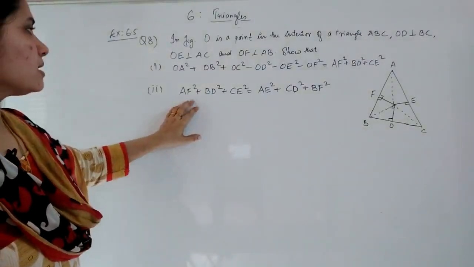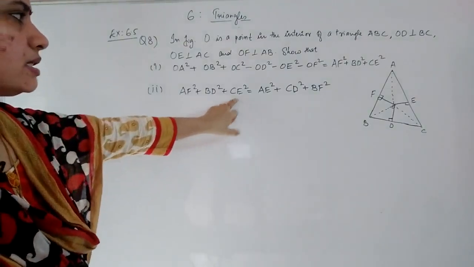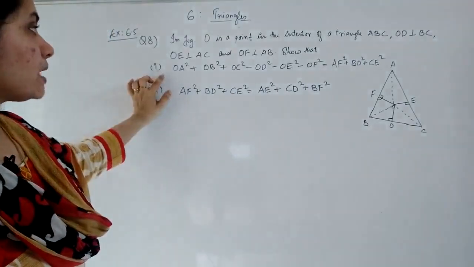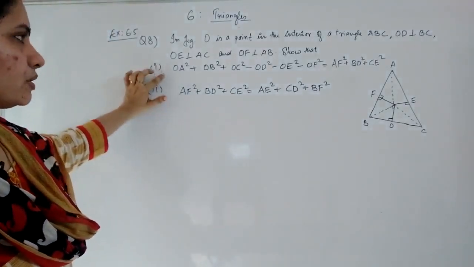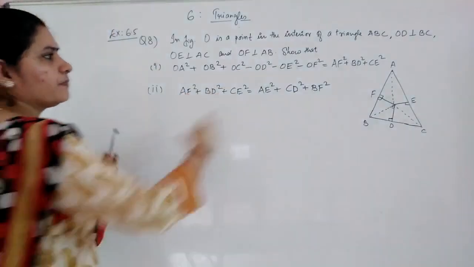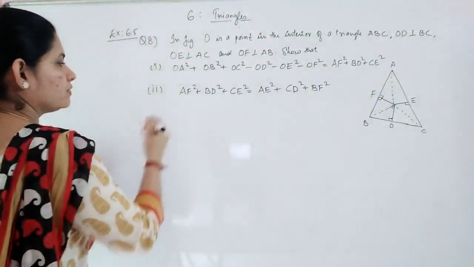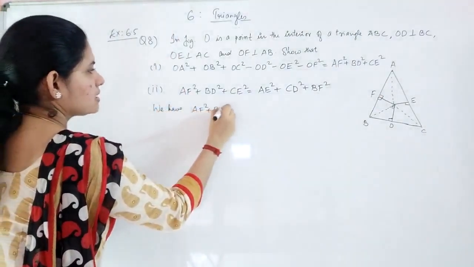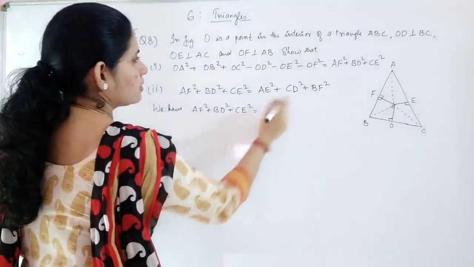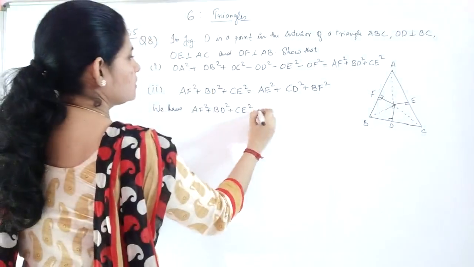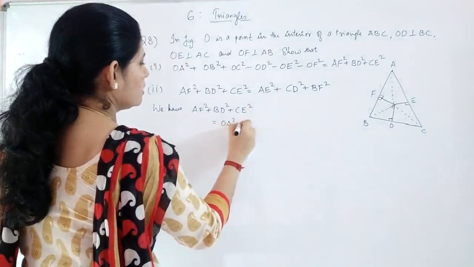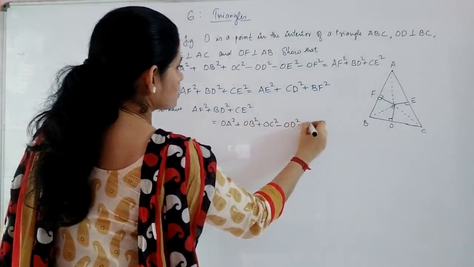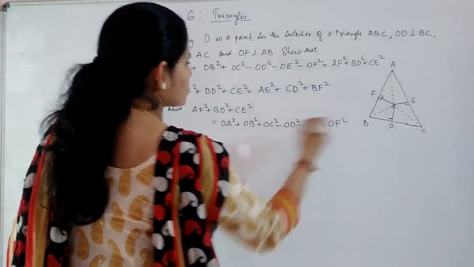Now for the second part, it is AF square plus BD square plus CE square is equal to AE square plus CD square plus BF square. And using the first part only, we will prove the second part, which we have already proved. What is that? AF square, just see, the right hand side of this is the left hand side of this. So we have AF square plus BD square plus CE square is equal to this one, that is OA square plus OB square plus OC square minus OD square minus OE square minus OF square.